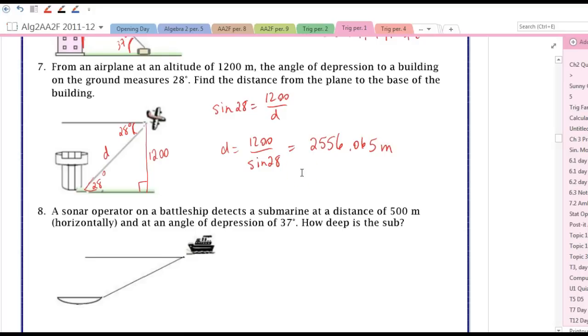That's a weird looking building. Is it me or is that a weird looking building? You're saying don't be judgy?